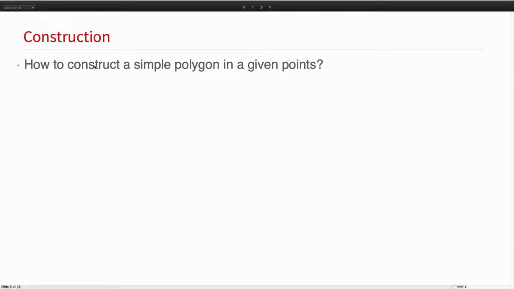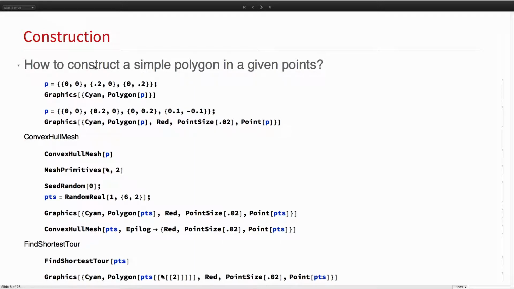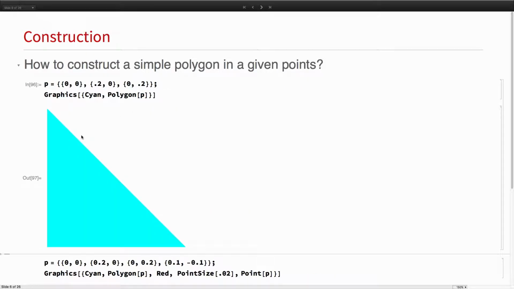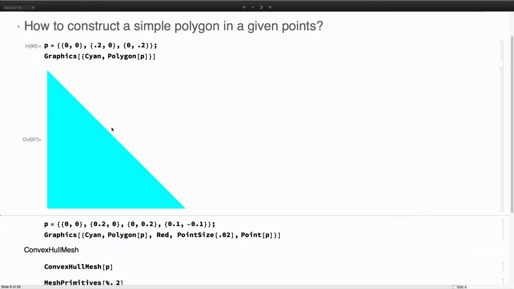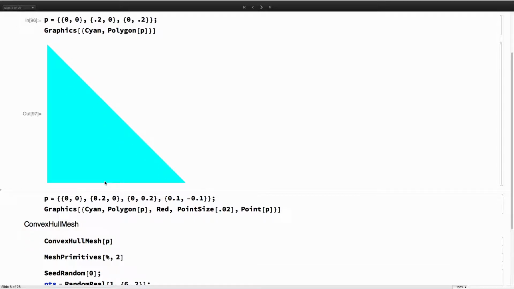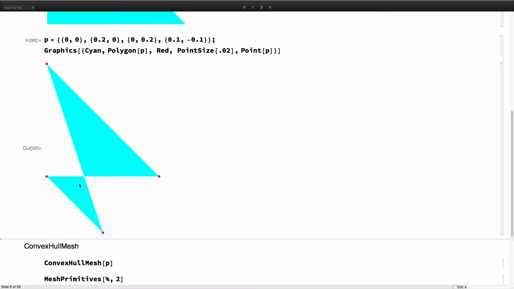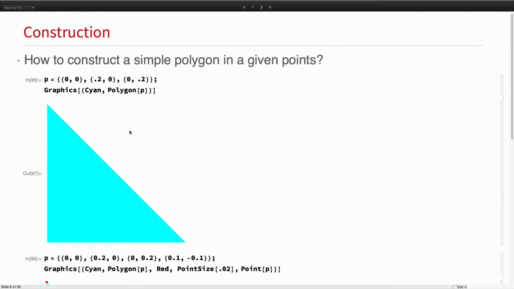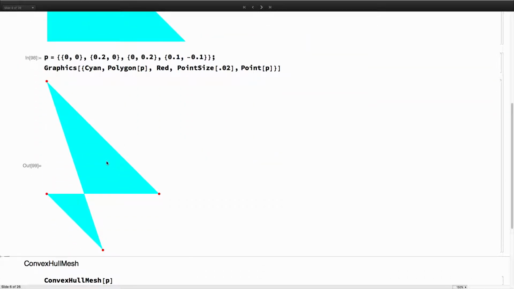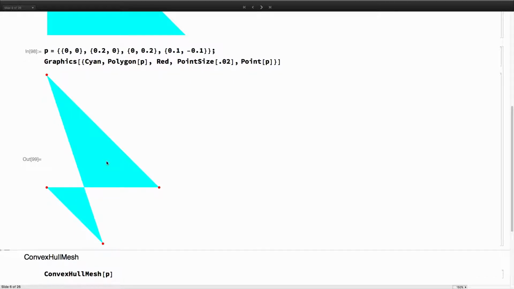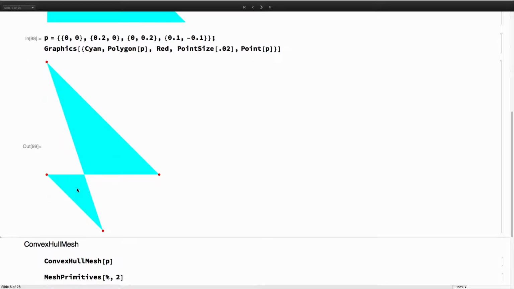Here's another basic question: how to construct a simple polygon from given points. A simple polygon means a polygon without self-intersection. When you have just 3 points, like a triangle, you're never going to have a self-intersecting polygon. But this is one of the examples that is not simple. You see the self-intersection in the middle, right? So the question is, in such a case, how can we guarantee the returned polygon is simple, without self-intersection?